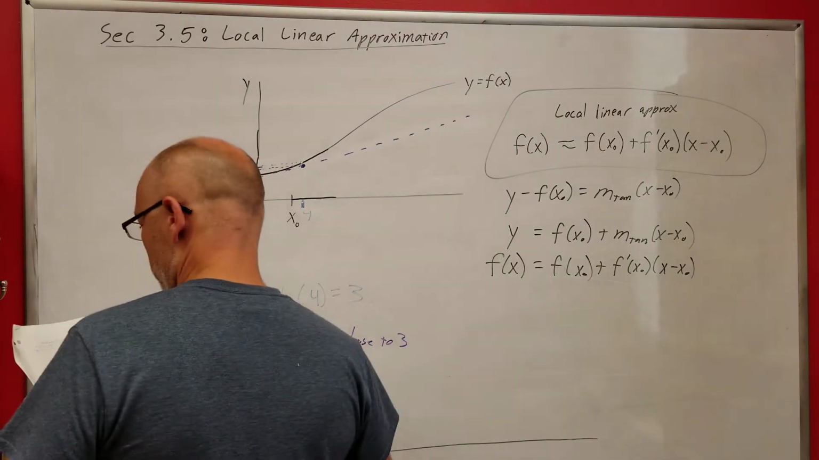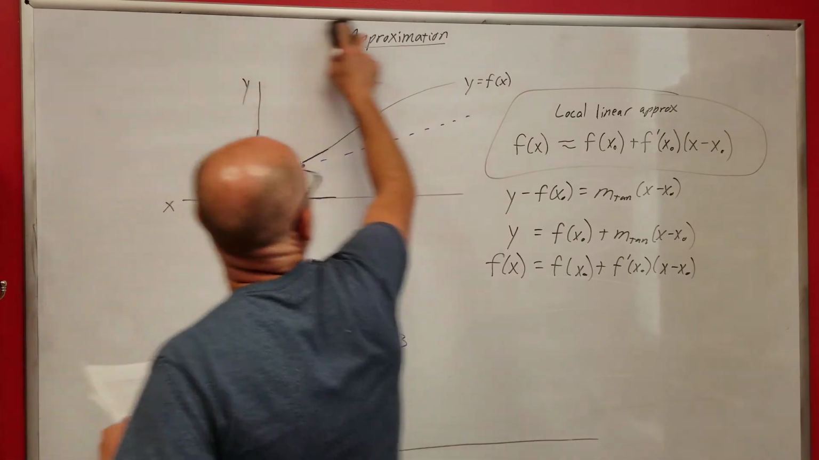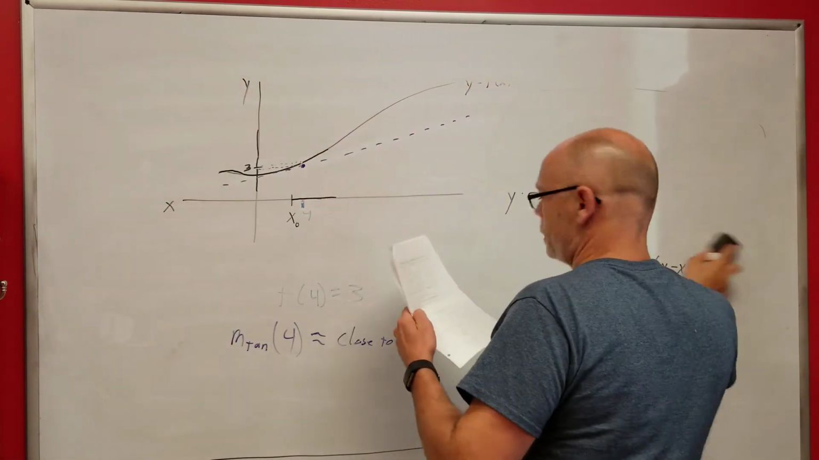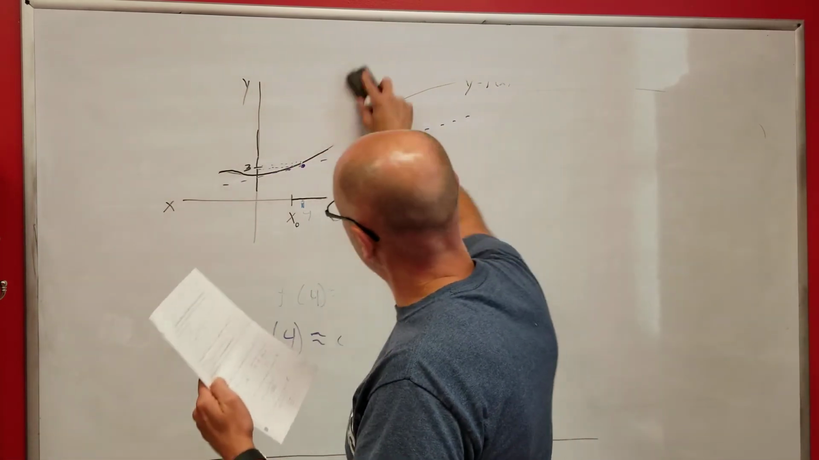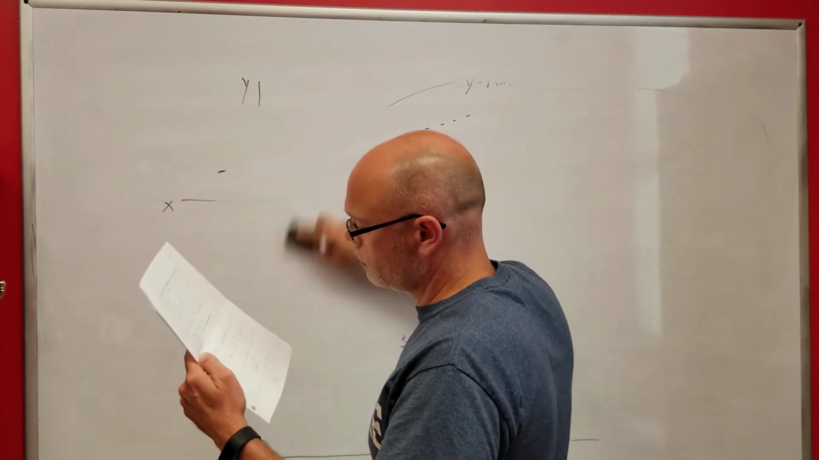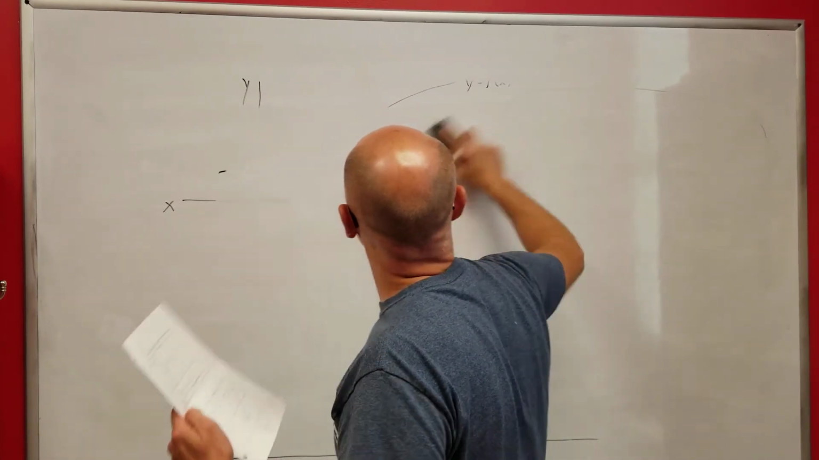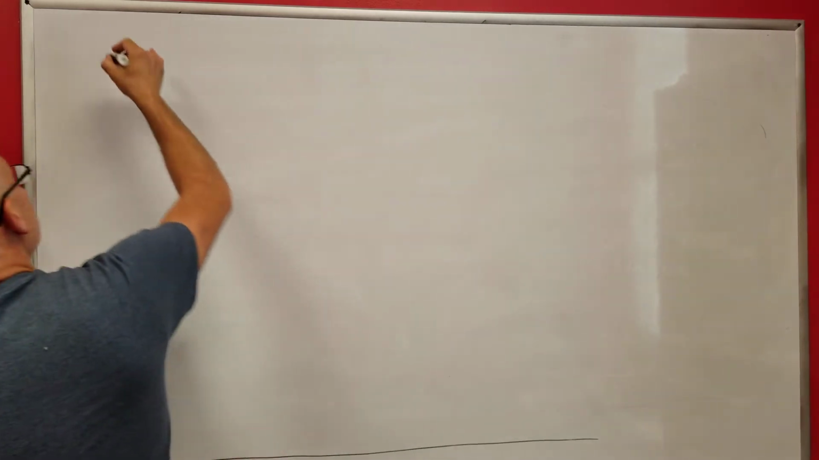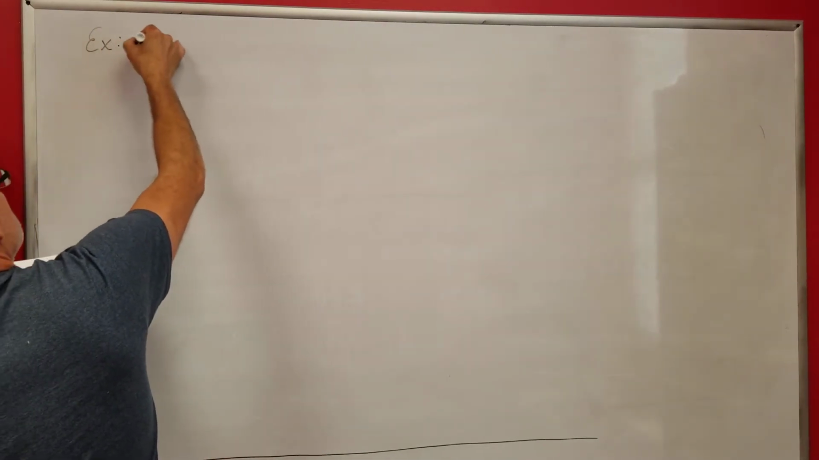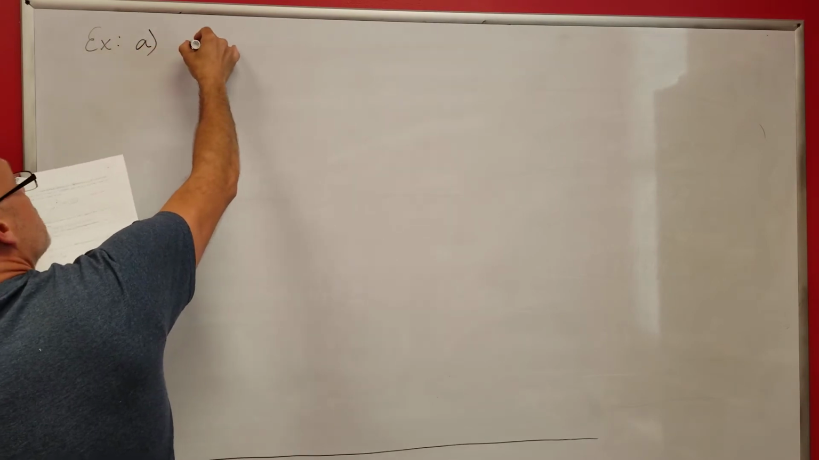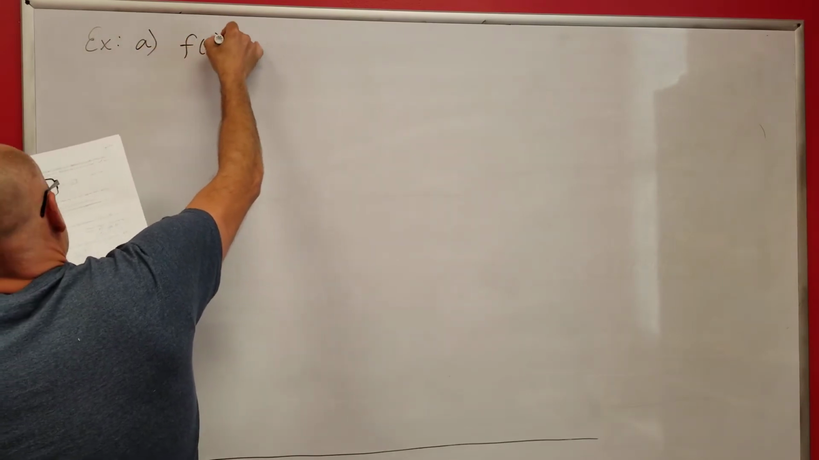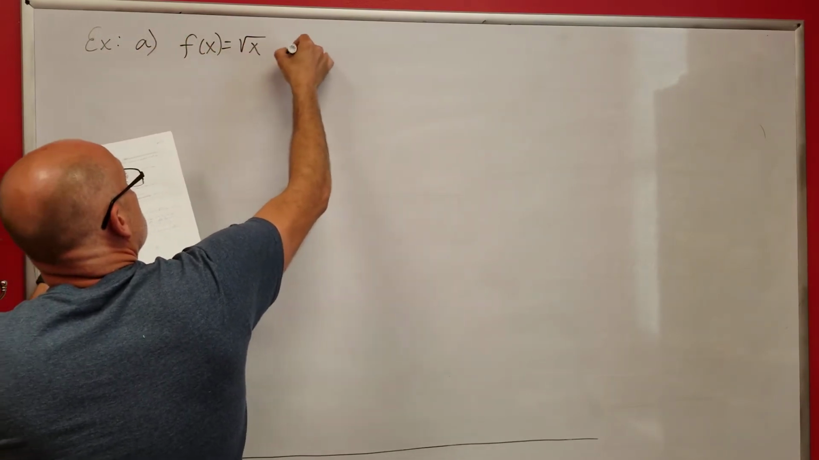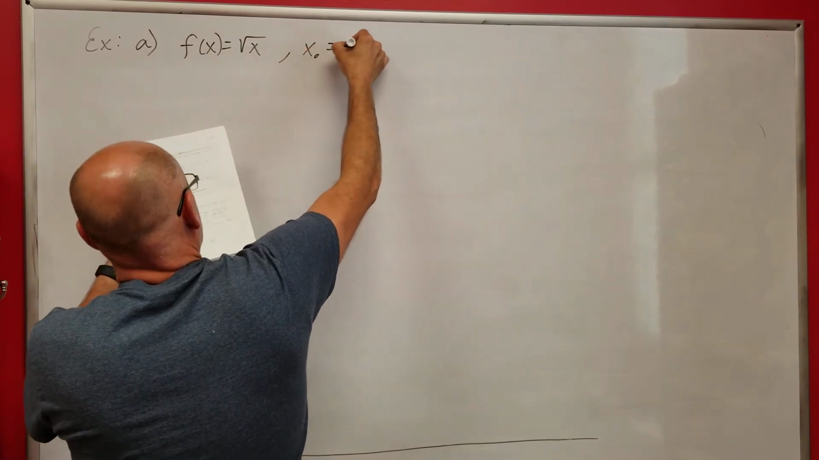Alright, so know that formula. And let's look at some examples. First example is going to say, find a local linear approximation of f of x equal to square root of x at x naught is equal to 4. Alright, instead of writing all those directions, I'm just going to write a, and I'm going to say f of x is the square root of x at x naught is equal to 4.